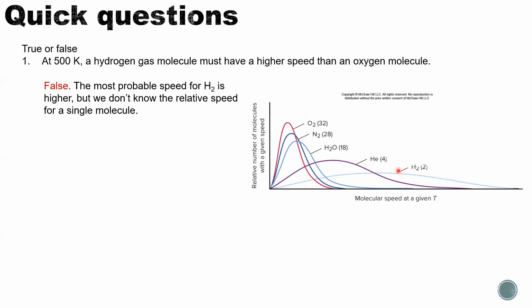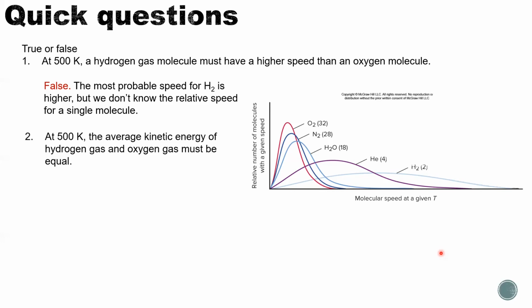However, we're not talking about the statistical value. We're talking about an individual gas molecule. We don't know. For example, we can have a hydrogen molecule with very, very low speed, but we can also have an oxygen molecule at a higher speed than that of hydrogen. So when you compare each individual gas molecule, we don't know. We don't have a good answer for it. It may or may not be higher, but we just don't know.